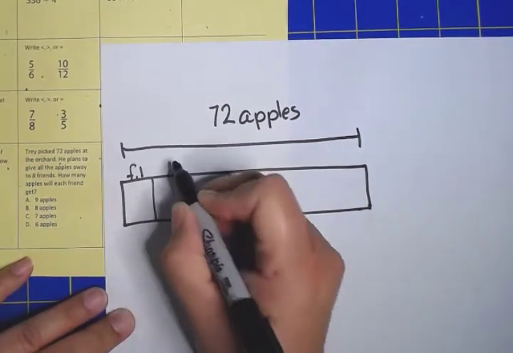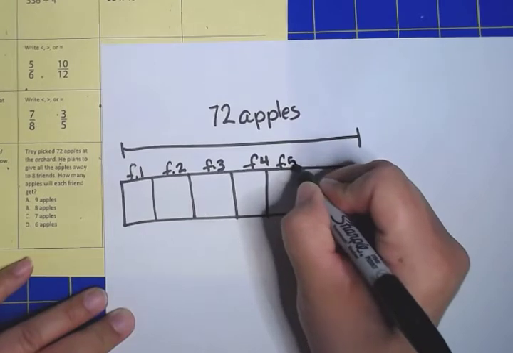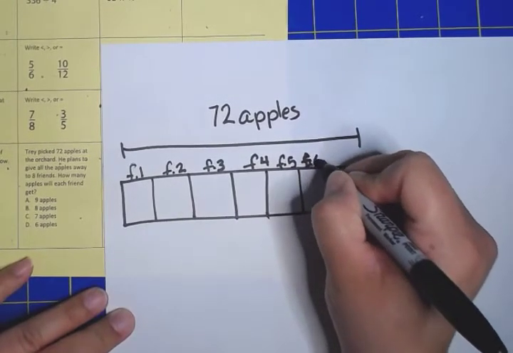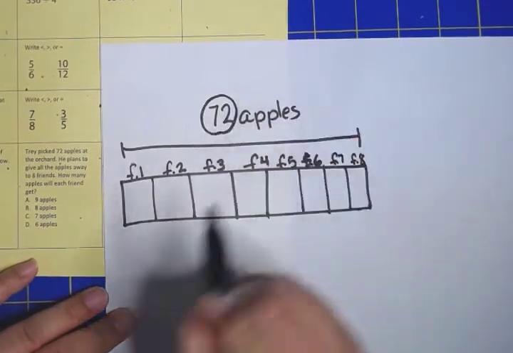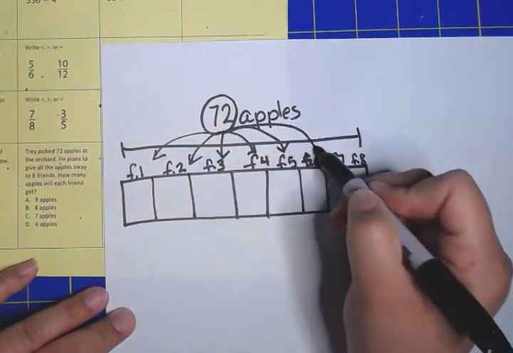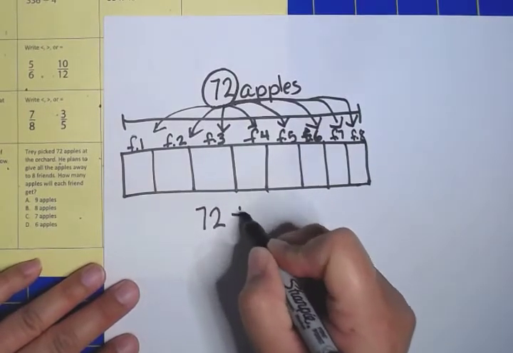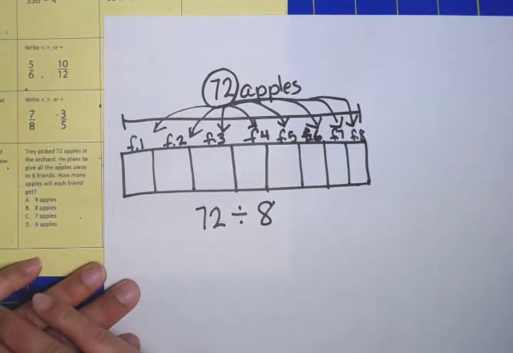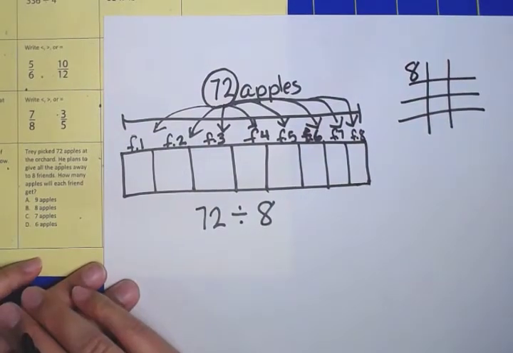Friend number 1, friend number 2, friend number 3, friend number 4, friend number 5, friend number 6, friend number 7, friend number 8. Then he is going to equally distribute. He is going to give each friend an equal amount of apples. So right here, we're going to take 72 and divide it by 8. So this would be a great time for you to see if you know your multiplication facts of 8. If you don't, then you will have to make your multiplication chart of 8s.